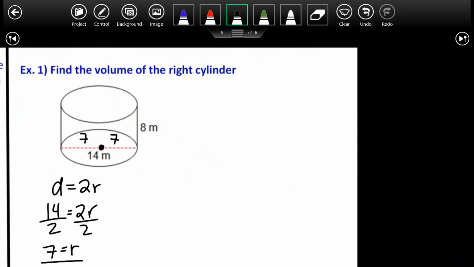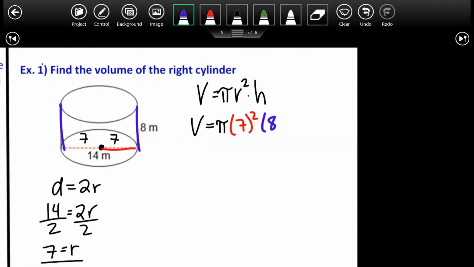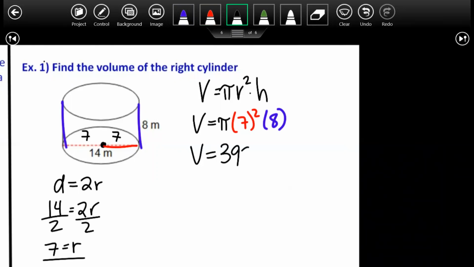The volume for this is equal to pi r squared times h. And all we're really going to do is plug in these values. So the volume is equal to pi times our radius, which happens to be 7, and the height of it is going to be 8. So we want to be able to put these in the context of these problems. Now this is where you're going to look at these types of problems. If we do this all the way in one step without multiplying out pi, this gives me 392 pi meters cubed.